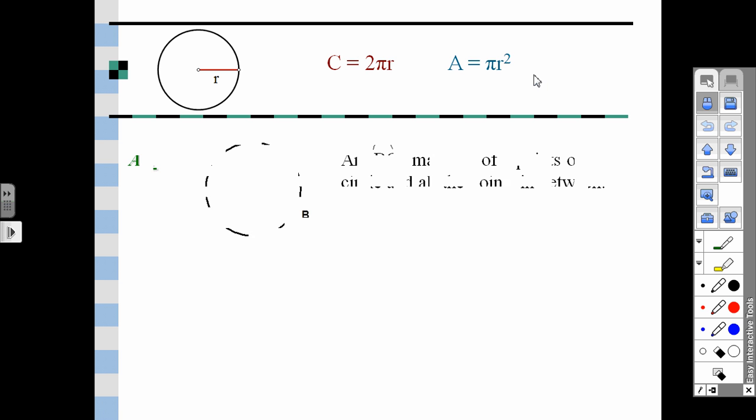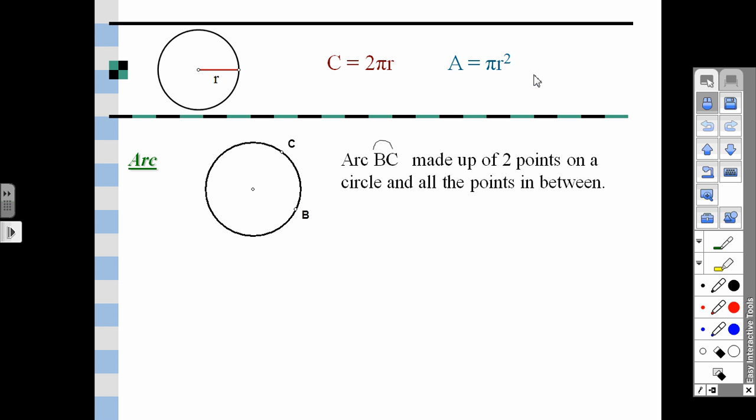Okay, so talking about an arc. The definition of an arc is if you have a circle and you pick 2 points on that circle, all the points that are between those 2 points on the circle are considered part of the arc. So if we start here at C and go all the way here to B, that is the arc that they're talking about. So all these points. We're not talking about the inside of the circle, we're actually talking about on the circle right here.